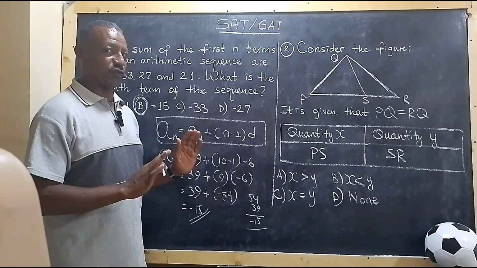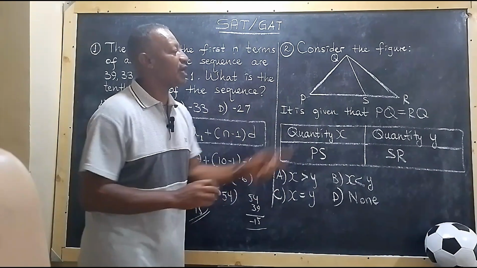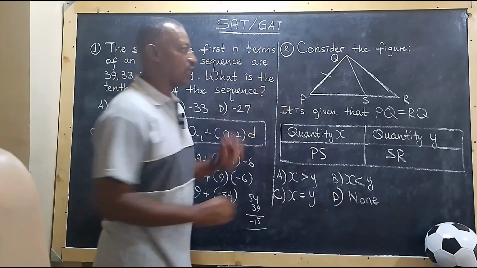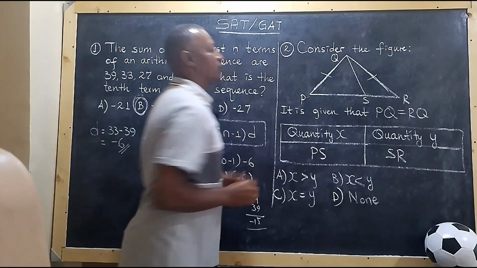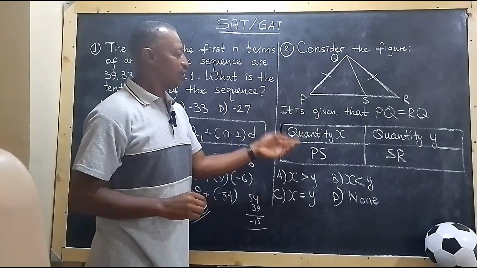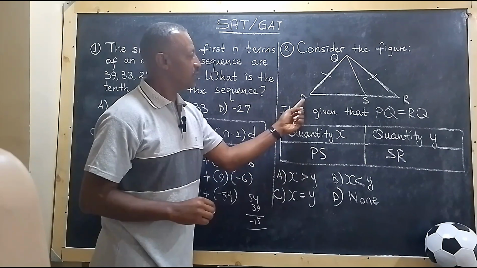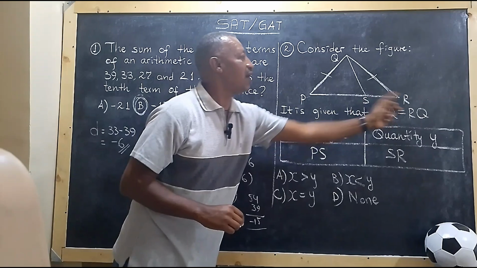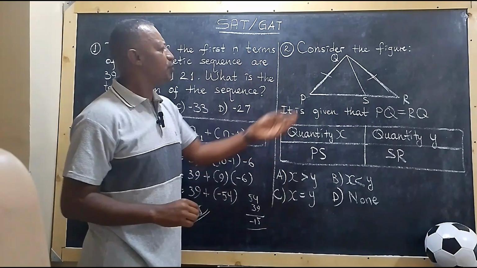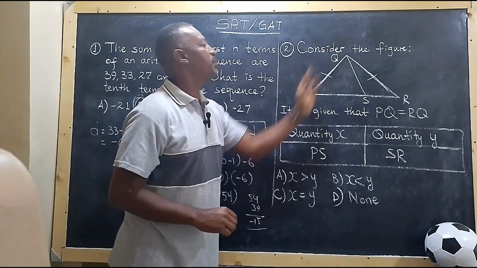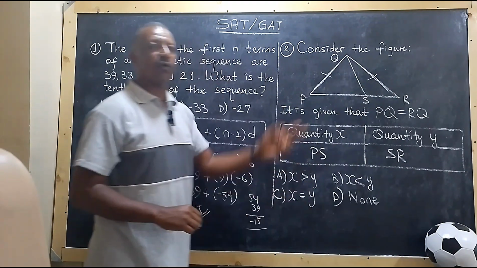Read the instruction carefully. It says it is given that PQ is equal to RQ. The two are equal, yes, this is a given. But the question is comparing these two lines, PS and SR. So what's the relationship between PS and SR, knowing that PQ is equal to QR?